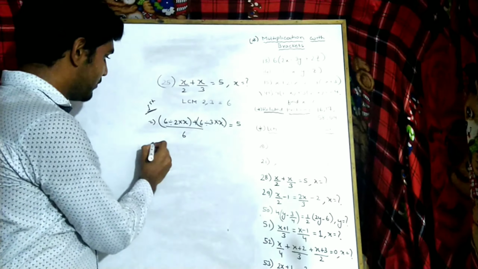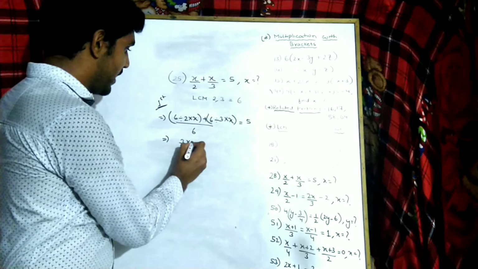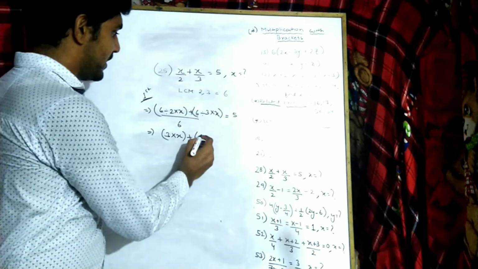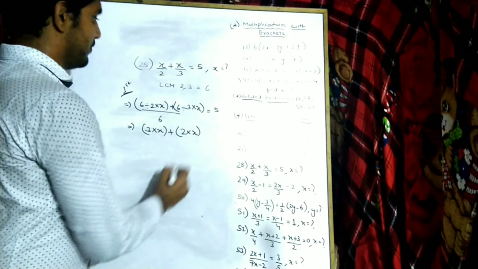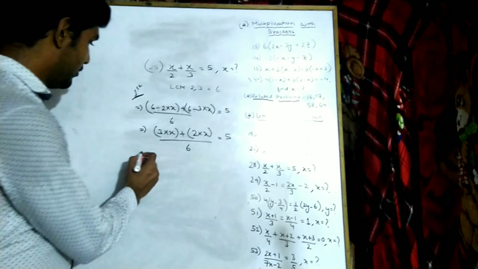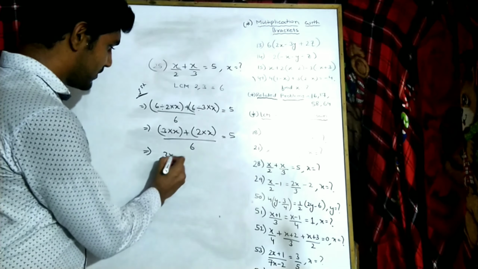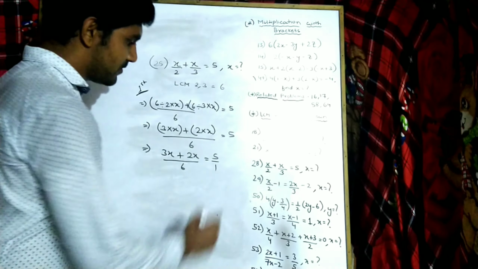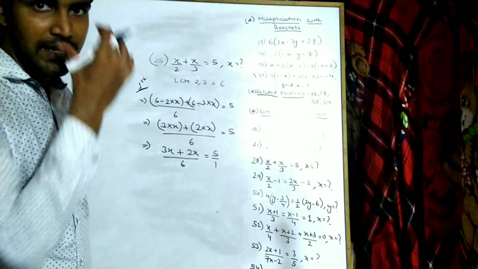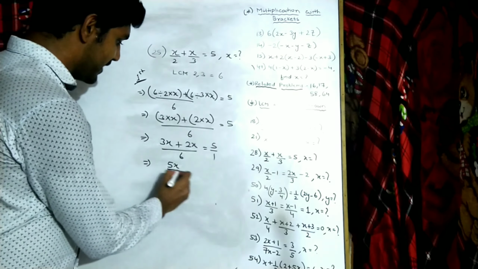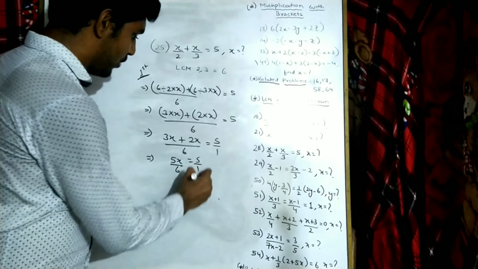Now 6 divided by 2 will be 3, so 3 into x, plus 6 divided by 3 is 2, so 2 into x, by 6 is equal to 5. Now 3x plus 2x by 6 is equal to 5. If nothing is there, can I say this is 5 by 1? Yes. Now 3x plus 2x comes 5x by 6 is equal to 5 by 1.